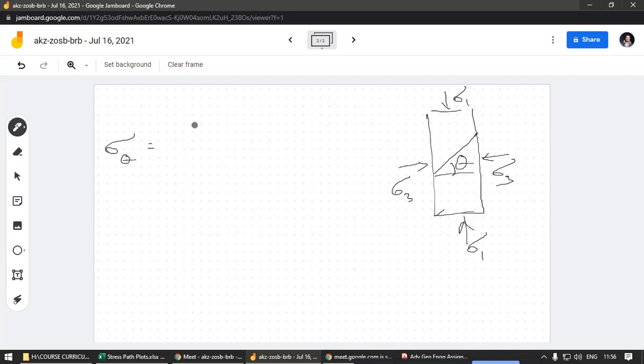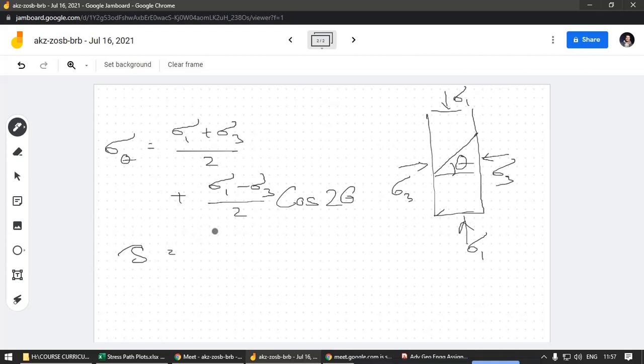is equal to sigma 1 plus sigma 3 by 2 plus sigma 1 minus sigma 3 by 2 cos of twice theta. Yes or no? So this is the normal stress. Similarly, we also know that the shear stress on the plane will be given by sigma 1 minus sigma 3 by 2 sine of twice theta.